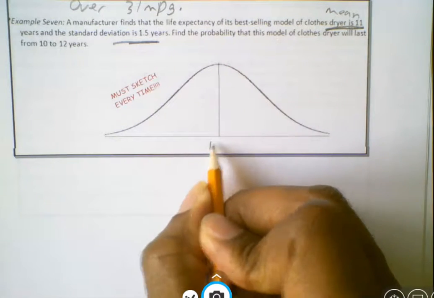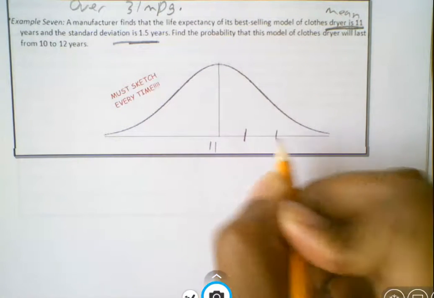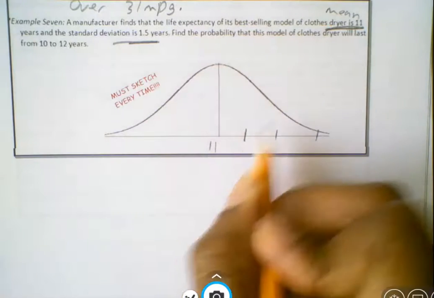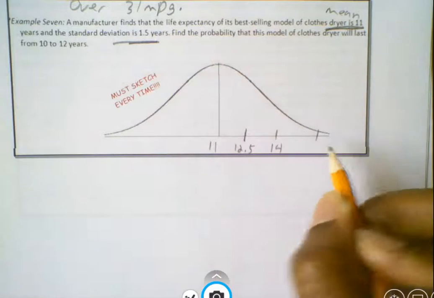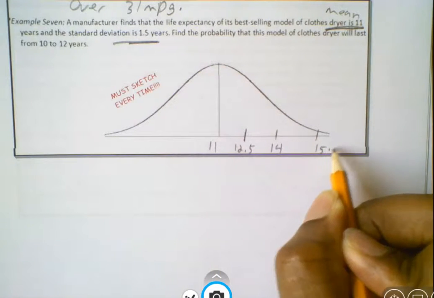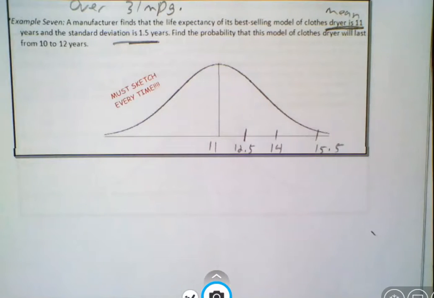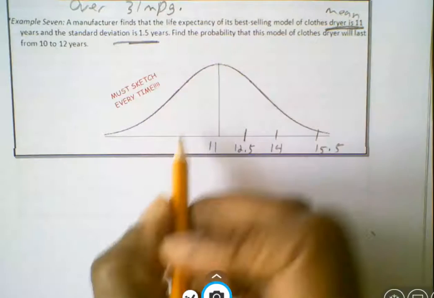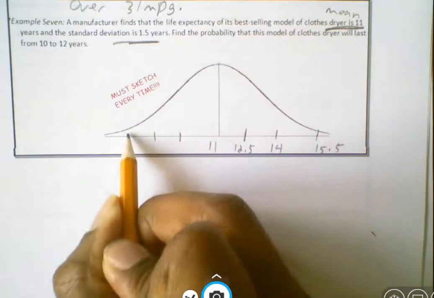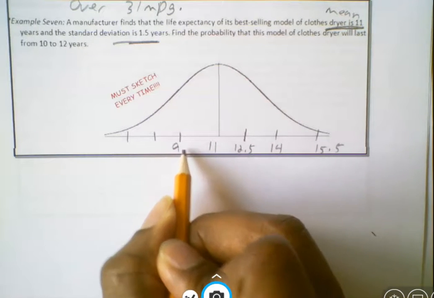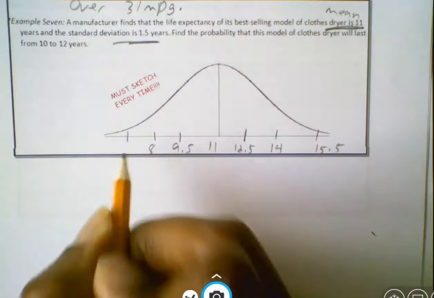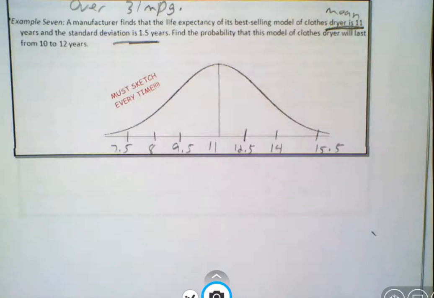My mean is 11. I'm going to go out 3 standard deviations in both directions. If I add 1.5 to it, it should be 12.5, then 14, and then 15.5. That should be 3 standard deviations in each direction. And then we'll go backwards 3. Let's take 1.5 away each time. It should wind up being 9.5, then 8, then 6.5. So long as the math is right, those are the standard deviations, and that's how it should look.